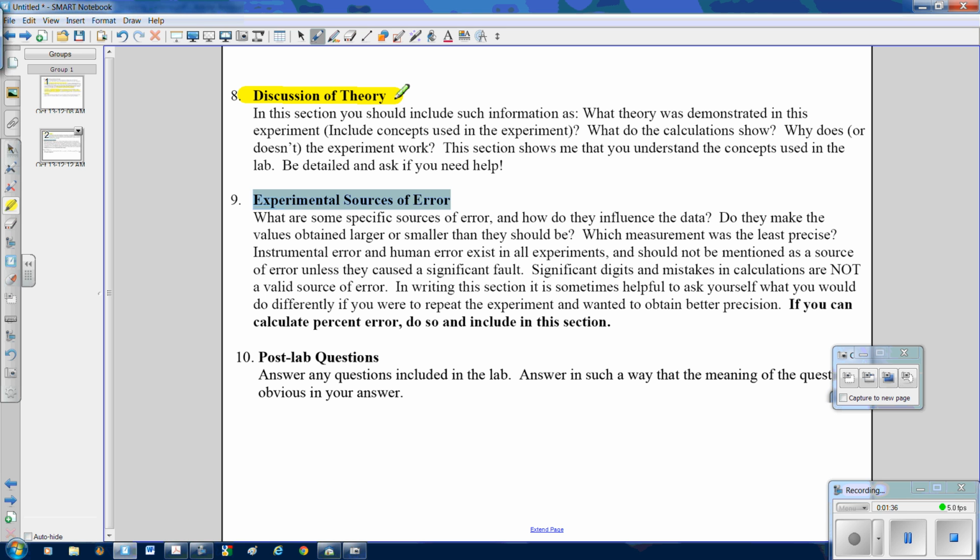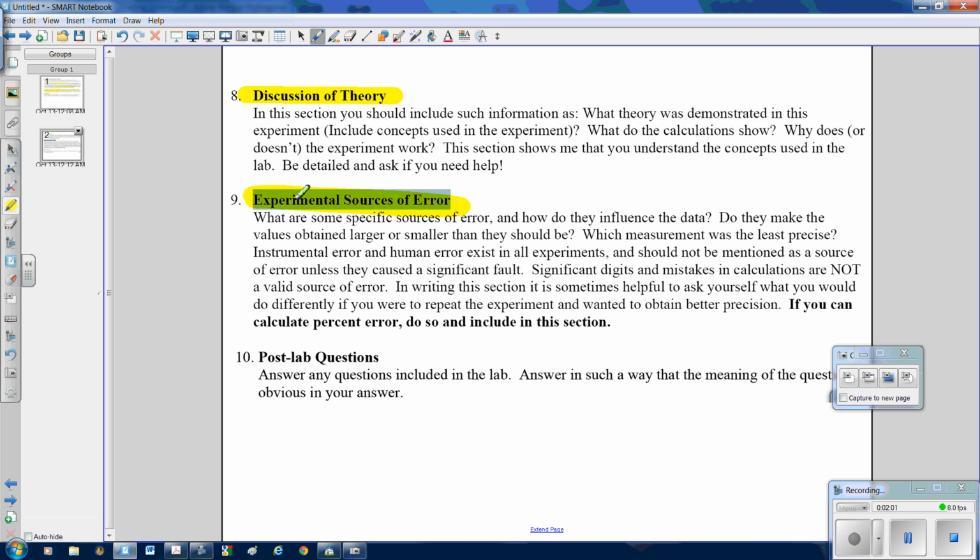Next section is called the discussion of theory. This is where you basically connect what you did in the lab to something that we studied. The idea is whenever we do a lab in chemistry class, it should relate back to some concept that we dealt with or some section in the book. What does the experiment have to do with any theory that we learned in class? So it should be roughly a paragraph comparing it back to things that we've learned already.